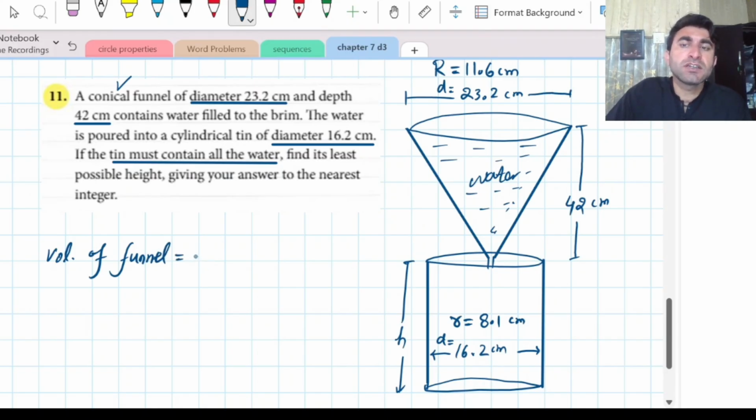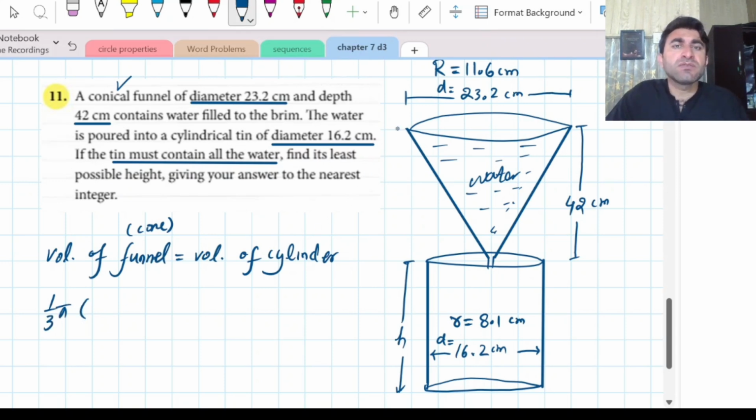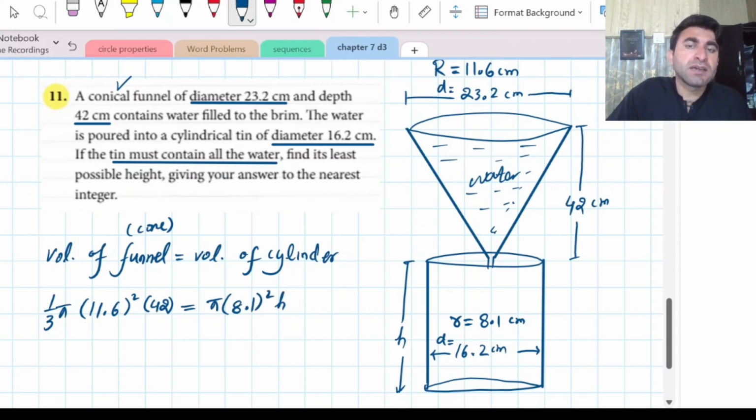The volume of the funnel shall equal the volume of the cylinder, and we know the funnel is a cone while the other is a cylinder. The formula for the volume of a cone is 1/3 πr²h, and the radius of the cone was 11.6. So (1/3)π × 11.6² times the height, which was 42, shall equal the volume of the cylinder. We know the formula for the volume of a cylinder is πr²h, and the radius for the cylinder is 8.1, and the height is unknown.